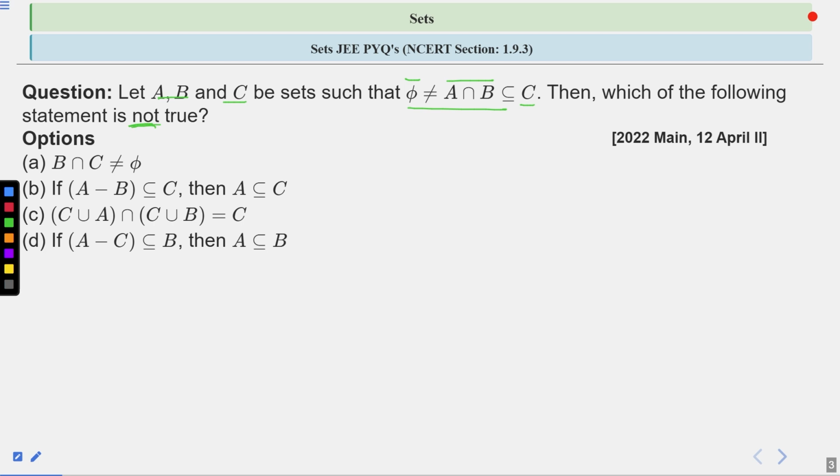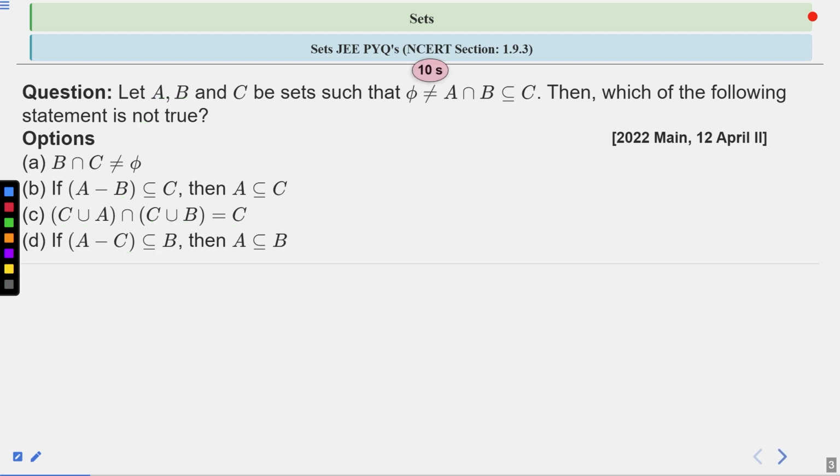Four statements are given to you. You have to select which is not true. Option A says the intersection of B and C is not empty. B says if A minus B is a subset of C, then is it always true that A is a subset of C? C says (C union A) intersection (C union B) is the same as the set C. And D says if A minus C is a subset of B, then we always have A is a subset of B. So just comment which one is not true.